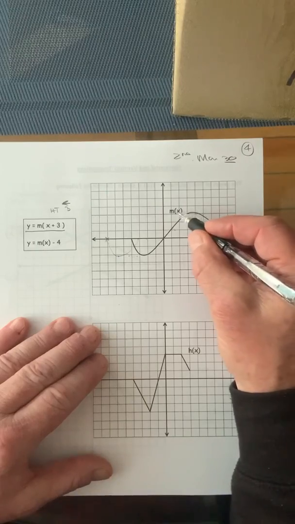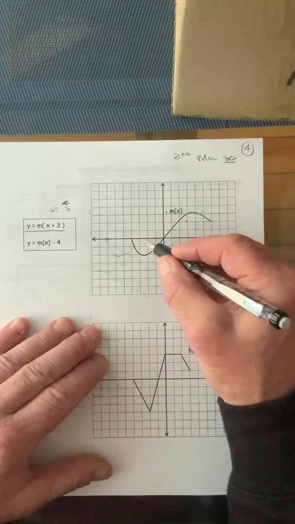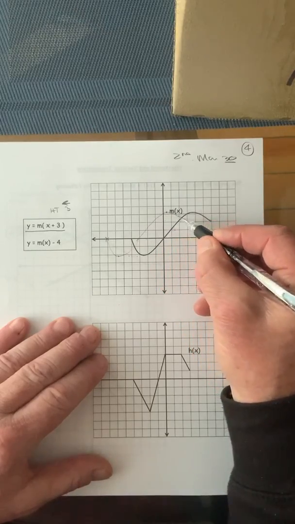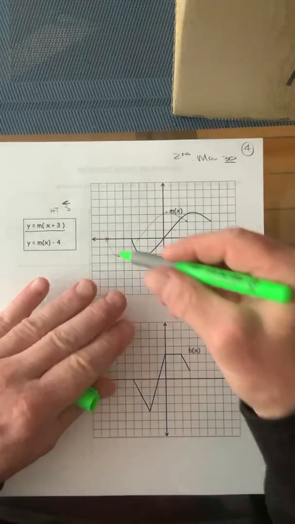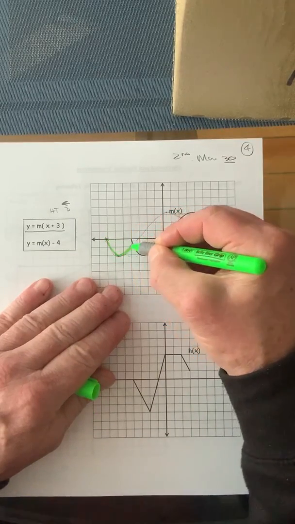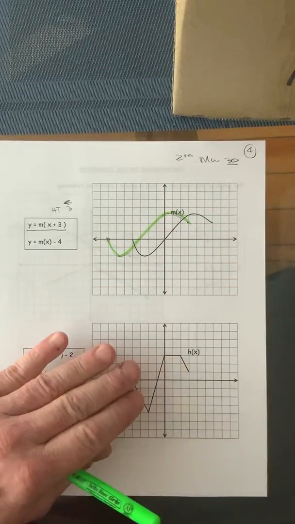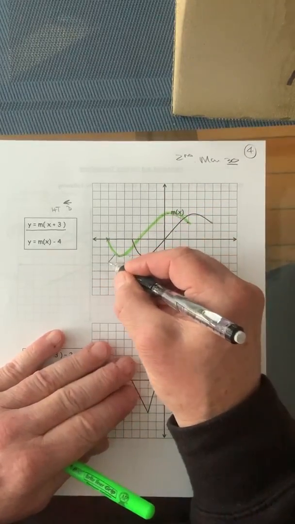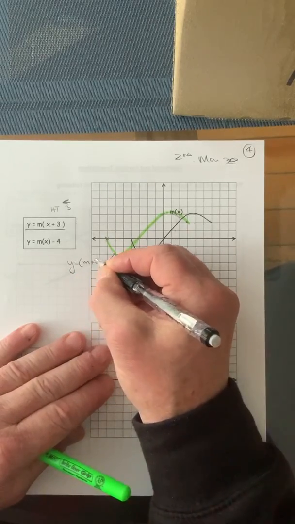This one, 1, 2, 3. This one, 1, 2, 3. And then I'm going to make a nice smooth curve. When I'm done, they should look the same. And since they're not straight lines like before, it becomes awkward. Label it. This one was y equals f of x plus 3.